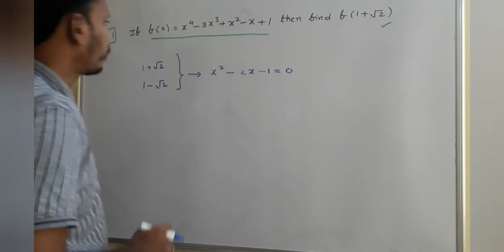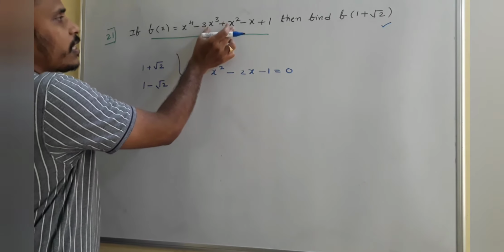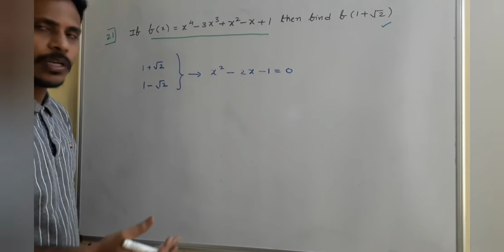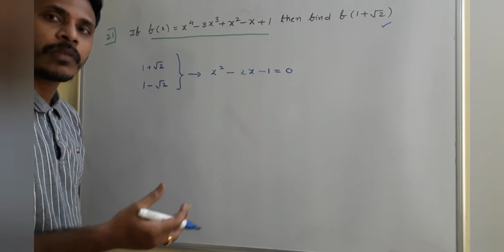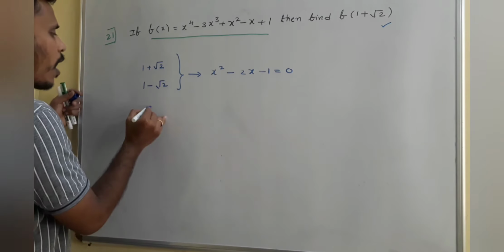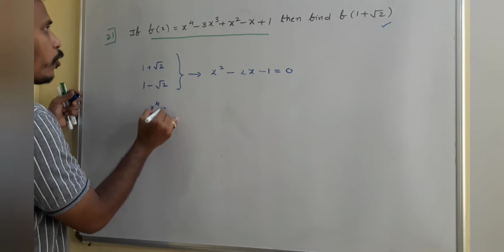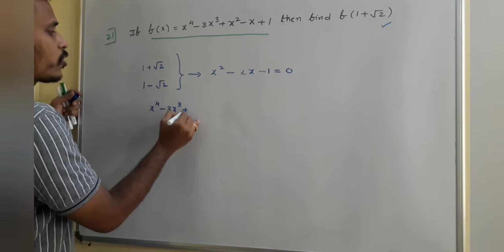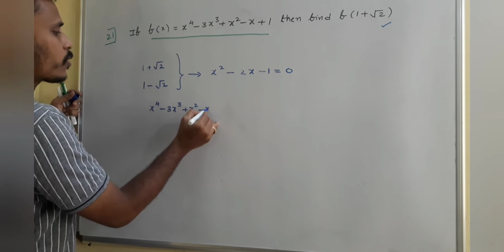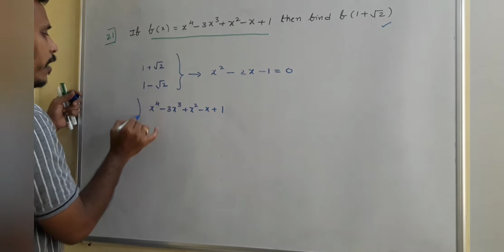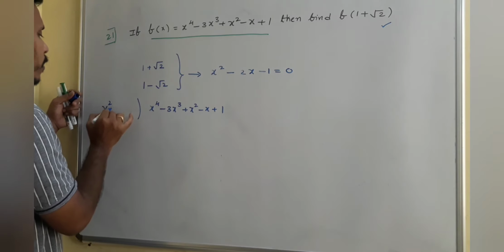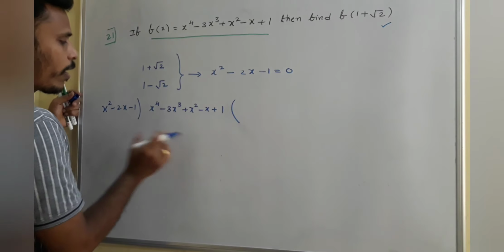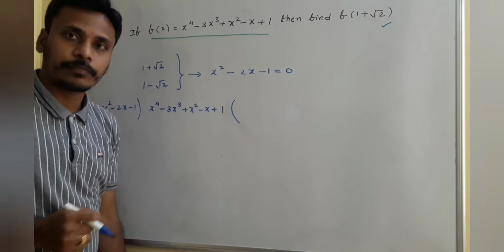Now my idea is you just divide this given polynomial by x square minus 2x minus 1, by usual division or by synthetic division, that's up to you. I am going to express the given polynomial f of x as x power 4 minus 3x cube plus x square minus x plus 1, and we need to divide this polynomial by x square minus 2x minus 1, and find the remainder as well as the quotient.